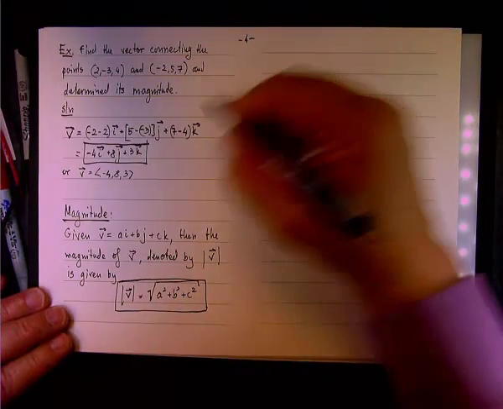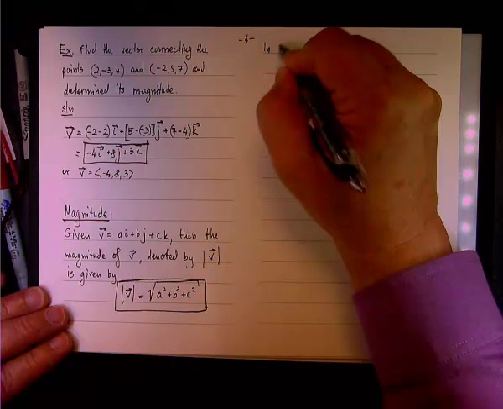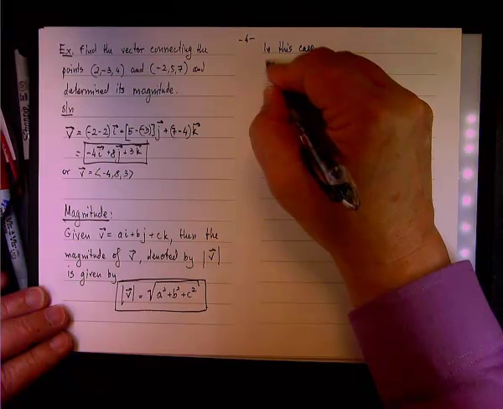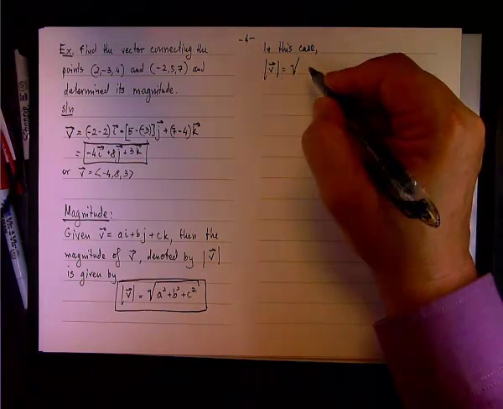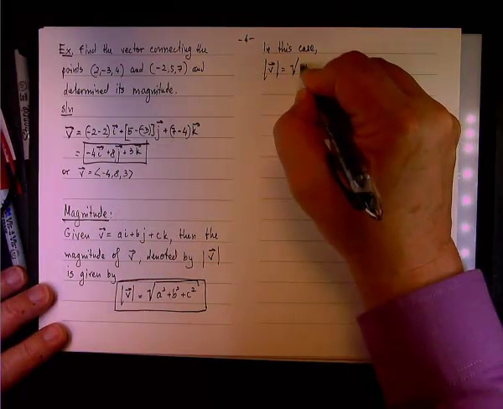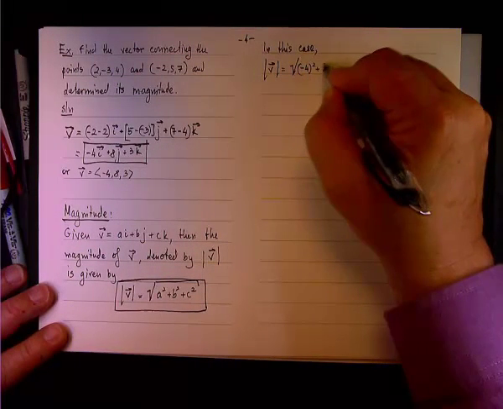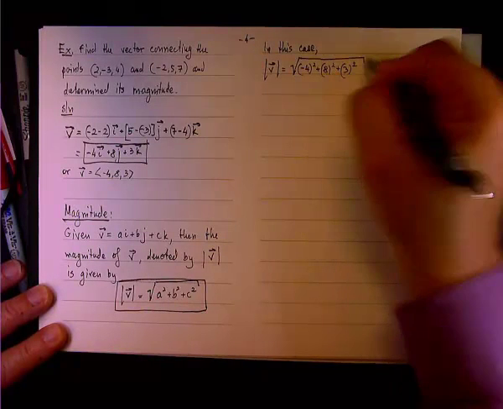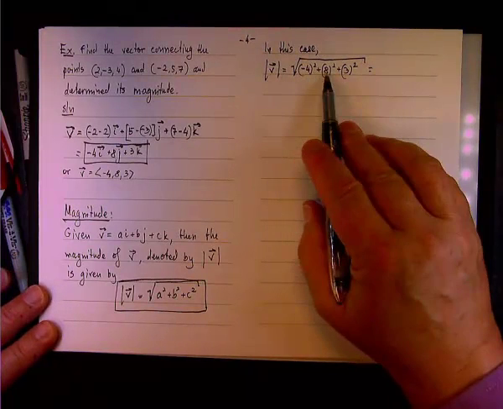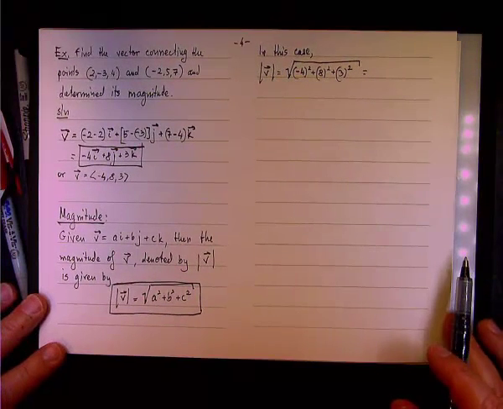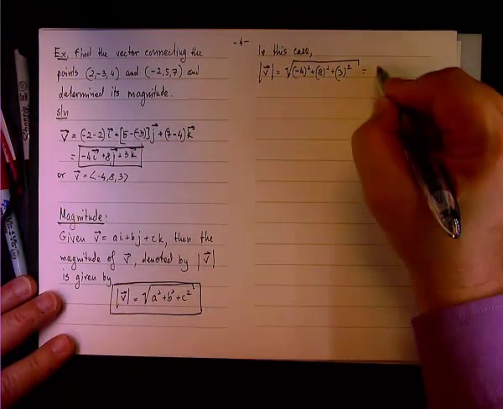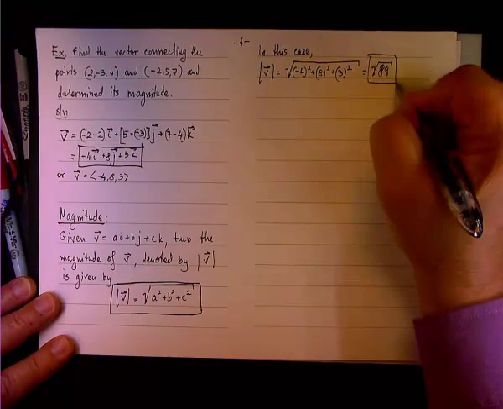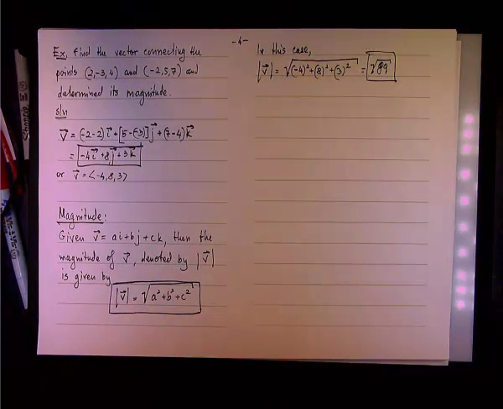So in our case, going back to the problem, we have the magnitude of vector v will be the square root of negative 4 squared plus 8 squared plus 3 squared, like so. So we are looking at 16 and 64, right? So that's 80, and 3, 89. I think 89 is a prime number, so there is no way to simplify it. So this is the magnitude of the vector.